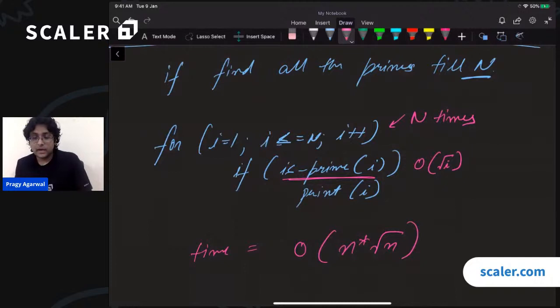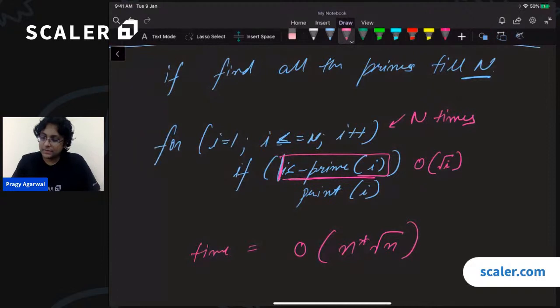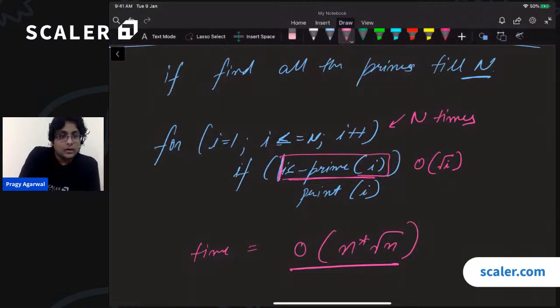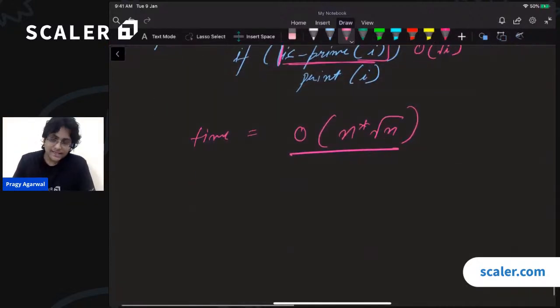Cool. Now the question is, can we do better? This was the simple approach. We had this function isPrime that we have already coded, and we simply said, let us go through all the numbers and check them. So this will take this much time. The question is, can we do better?